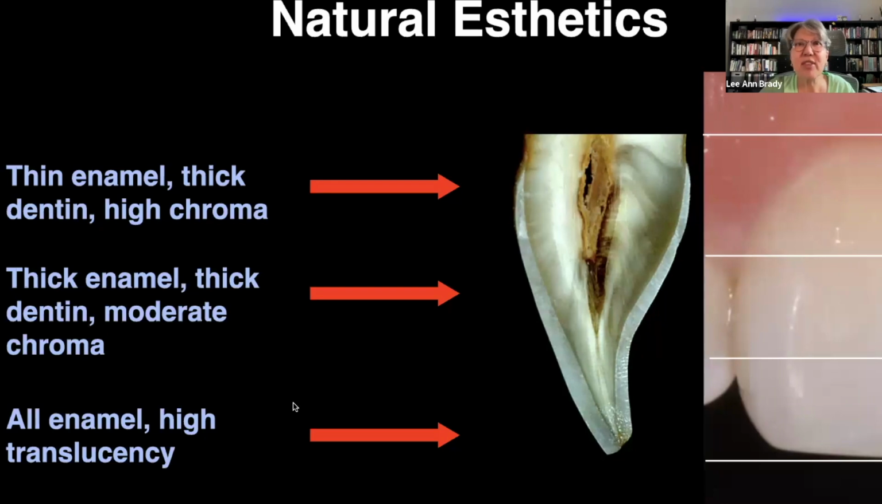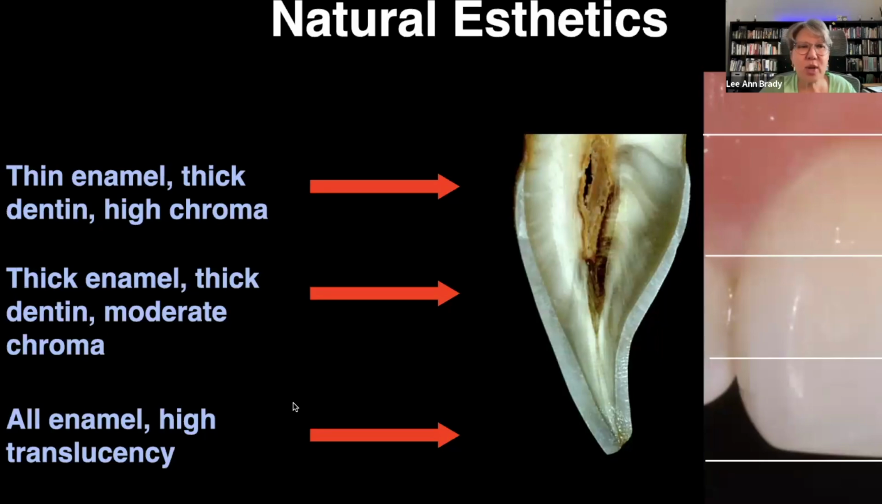The dentin is very thick in the gingival third of a tooth, and the dentin is where the chroma is, the color, the hue and the chroma. And in the gingival third, the enamel is very thin. As we start to move toward the incisal edge of a tooth, the dentin gets thinner and thinner in almost a triangular shape. The enamel is going to get thicker all the way to the incisal edge where we could have pure enamel with no dentin.